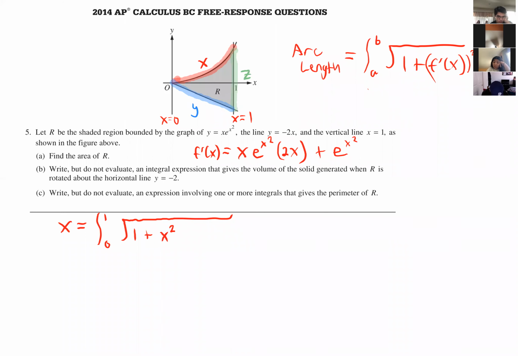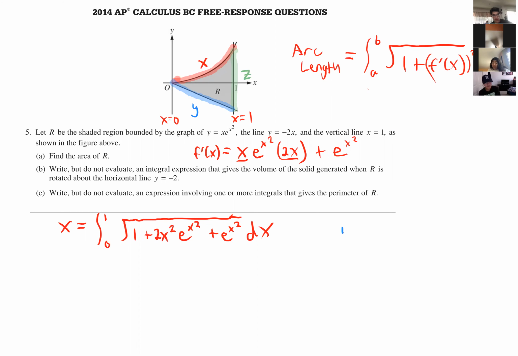So x times 2x e to the x squared, I'll just make this a 2x squared. You don't have to multiply if you don't want to, but x times 2x is 2x squared, and then e to the x squared. And then plus e to the x squared, and then dx. So that's my x. Now I'm going to find y.